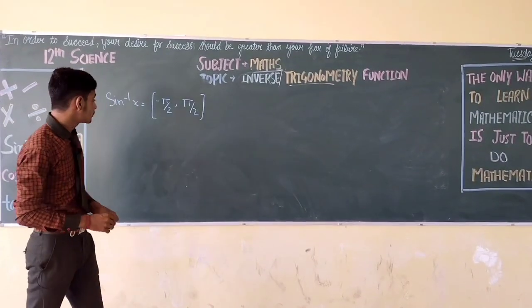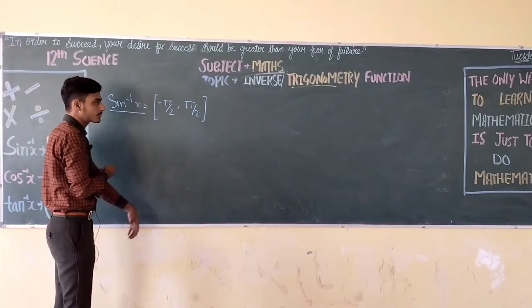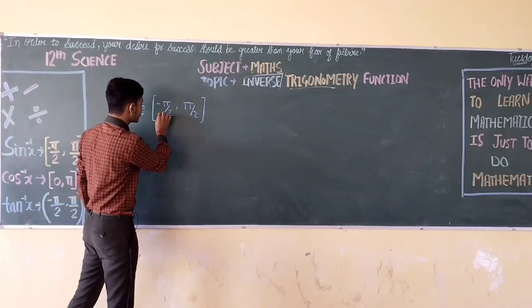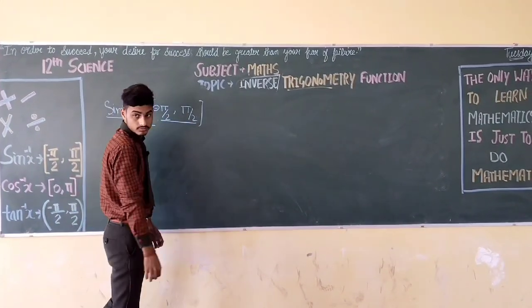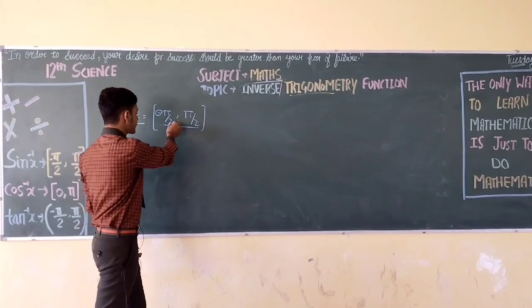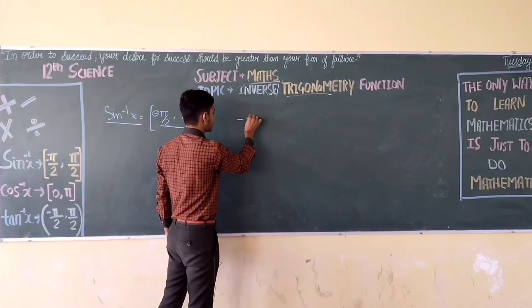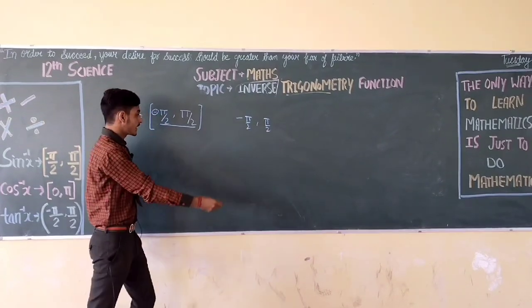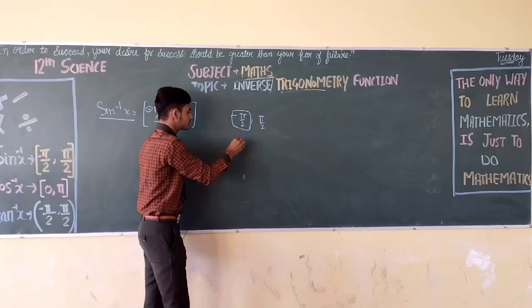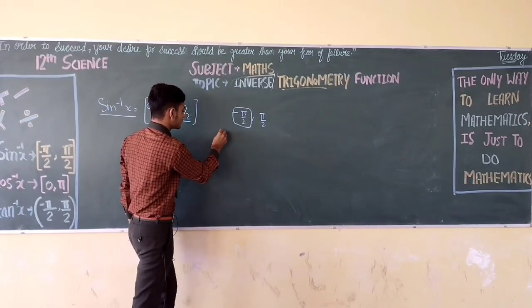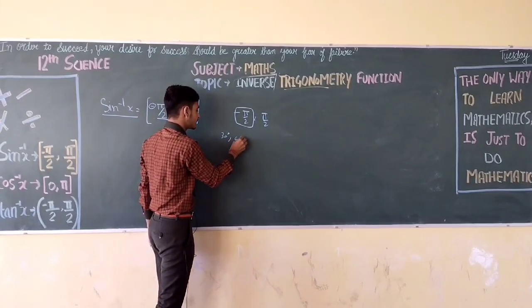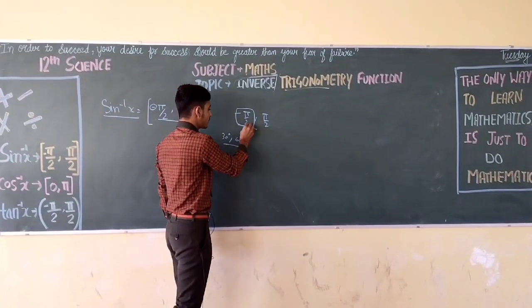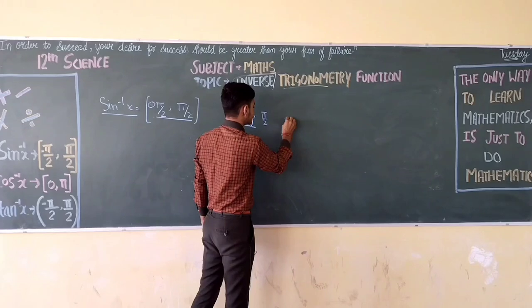So next, have a look at the range of sine inverse x, a property of inverse trigonometry. The range of sine inverse x is minus pi by 2 to pi by 2. You are thinking that what are minus pi by 2 and pi by 2? These are the angles converted into radian. Let us suppose that it is 30 degree, 60 degree. These are all like that, but these are in radian. So how to convert it into degree?